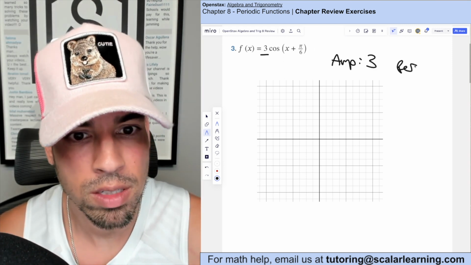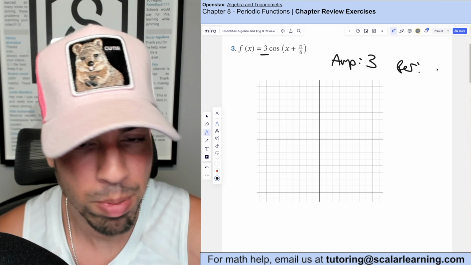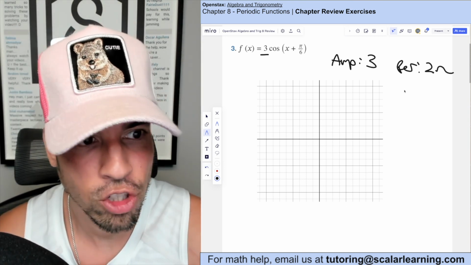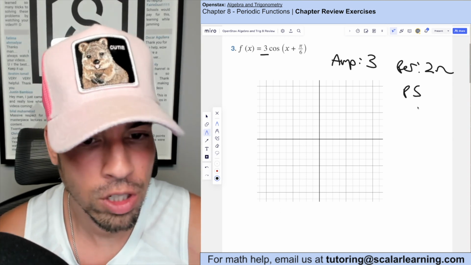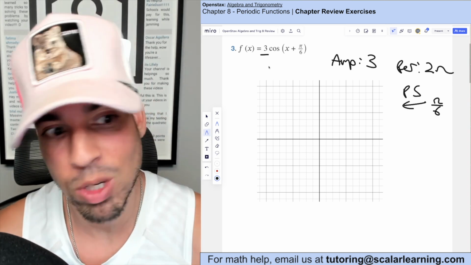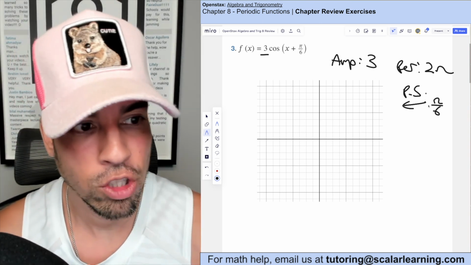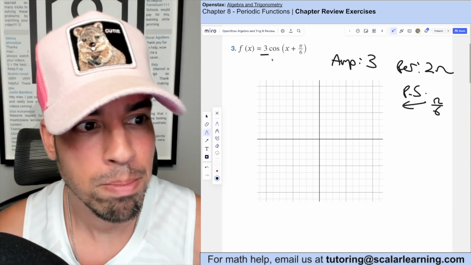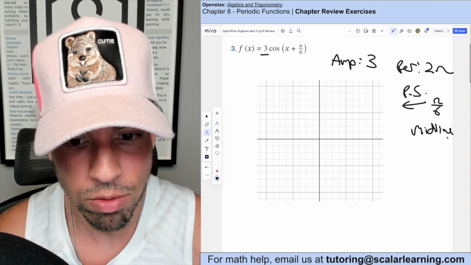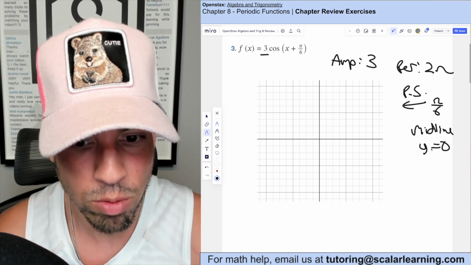The period is not modified, so we're going to stick with the typical period of cosine, which is 2 pi. And then we got this, and this is a phase shift, okay? And the phase shift is going to the left by pi over 6 because it's plus. If it was minus, it'd be going to the right, okay? So that's a phase shift, so it's going left by pi over 6. And by the way, because there's been no vertical shift or anything like that, the midline's at the typical spot, which is at y equals 0.